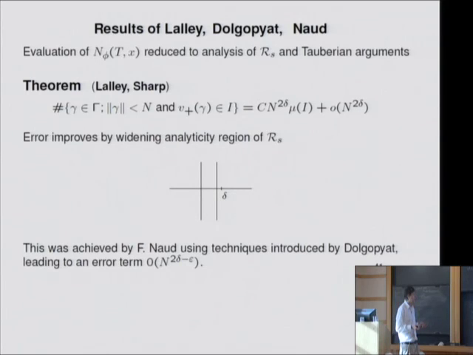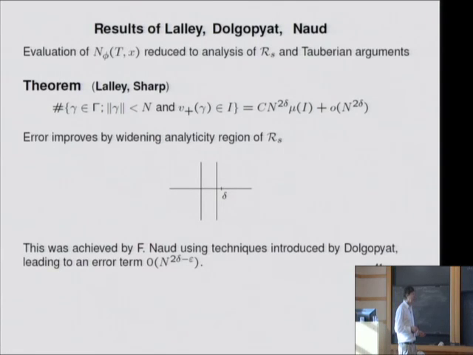So what Lalley proved is that you can find a neighborhood of real z bigger than delta, some neighborhood, not a full strip, where you have an analytic continuation. And this is an abstract theorem. There's just a pole there. What? Where continuous spectrum? I'm not talking about spectrum. I'm talking about the resolvent. Right. So there is a little neighborhood.